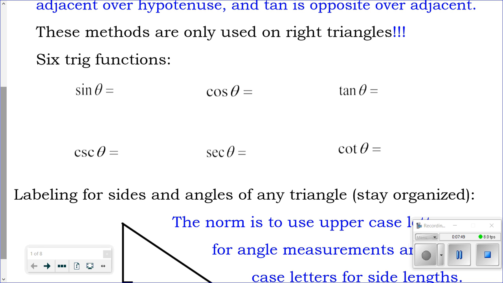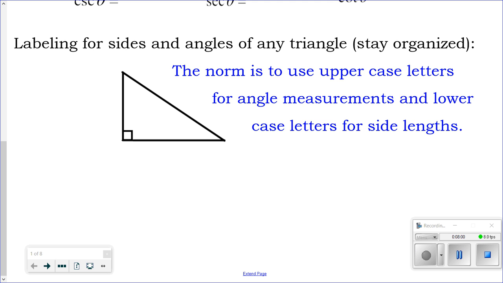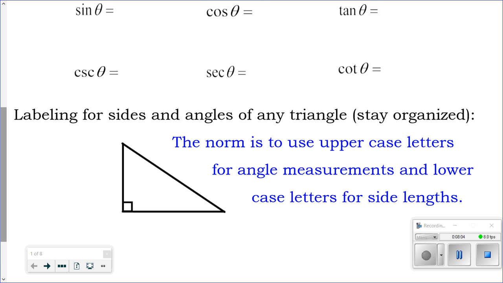Okay, so sine, cosine, and tangent. How do they relate to triangles? Okay, well, we're going to work on that here. So let's go back down to this one down here. Standard labeling for triangles. And this is kind of important that you get this, and you should have covered this in your geometry classes. Standard labeling of any polygon is capital letters for the vertices, lowercase letters on the opposite sides for the sides.